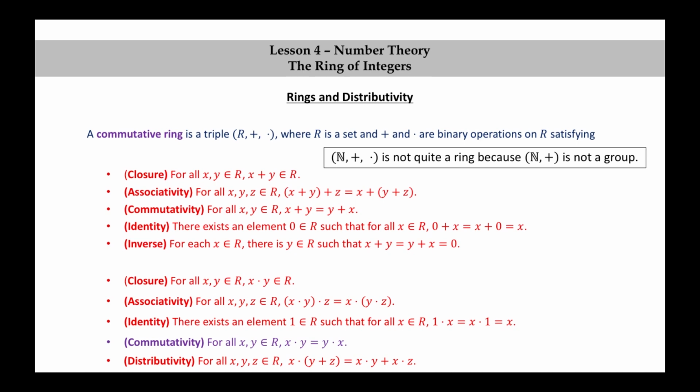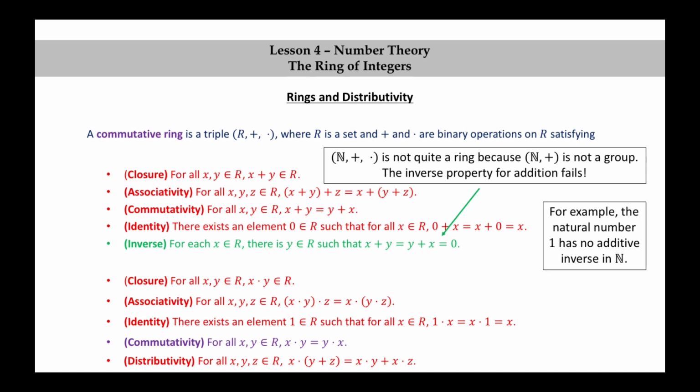The set of natural numbers together with addition and multiplication is not quite a ring because the set of natural numbers together with addition is not a group. In particular, the inverse property for addition fails. For example, the natural number 1 has no additive inverse in the set of natural numbers. In other words, the equation n plus 1 equals 0 has no solution in n.